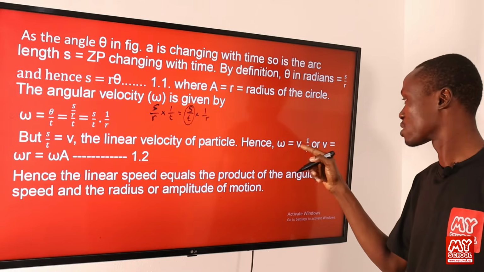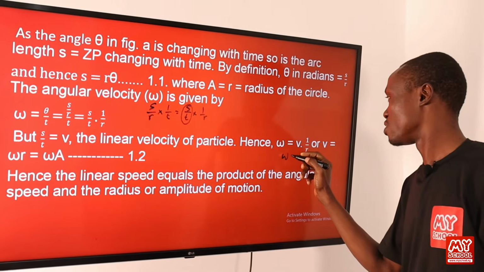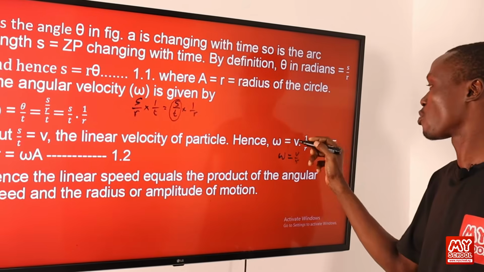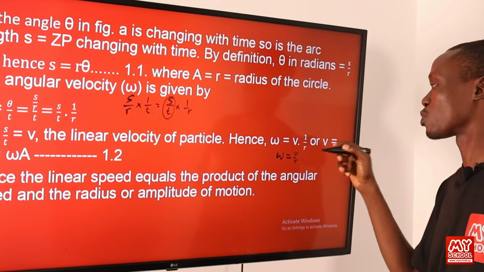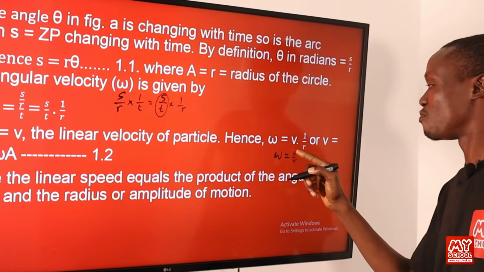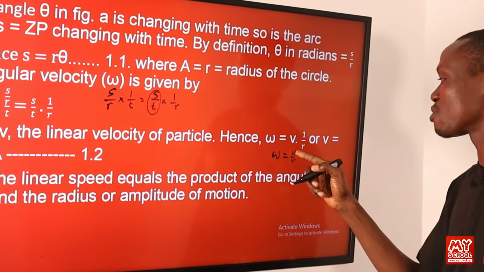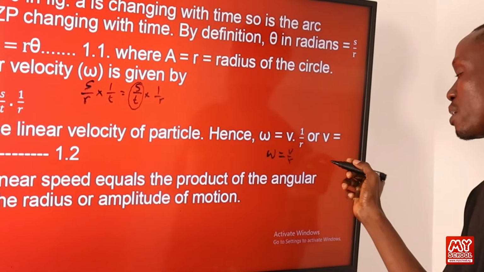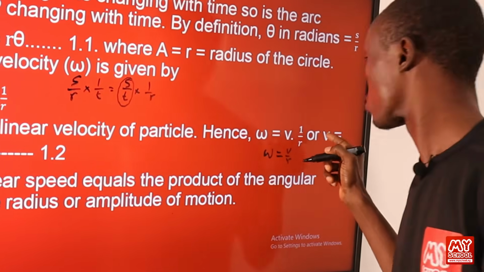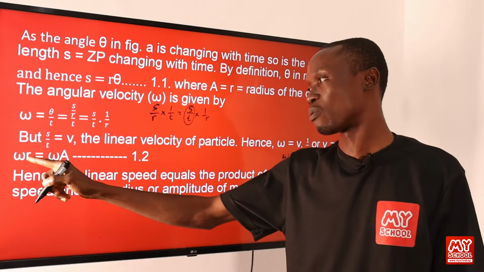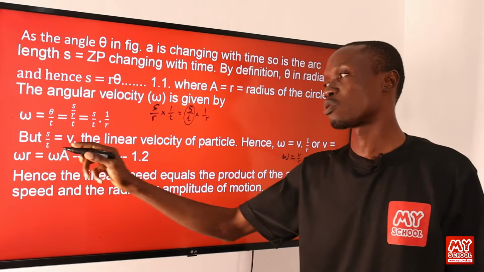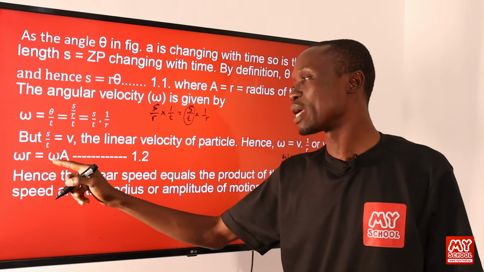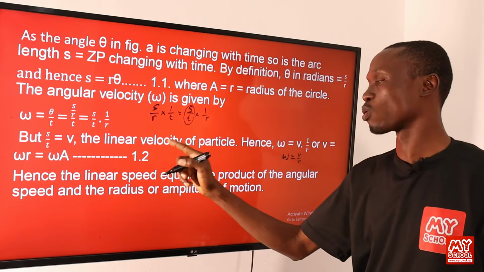Or of course, this is also the same thing as saying omega is equal to v over r, because this v is also over 1, so that v will times 1 to give us v, and 1 will times r to give us r. So at the end of the day, we'll be having v over r. So we can decide to make v, which stands for the linear velocity, the subject of formula, by simply cross multiplying, so that v is now equal to omega r. But remember that we said r is also equal to a, so that v is also equal to omega a, and we call this equation 1.2.